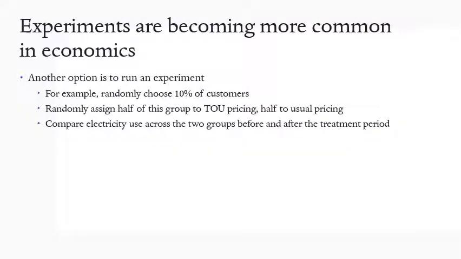Experiments are becoming more common in economics. Another option is to run an experiment. For example, we could randomly choose 10% of customers the utility serves, and then randomly assign half of this group to the time of use pricing and half to the usual pricing. This would be called the control group. We can then compare electricity use across the two groups before and after the treatment period. So this is a randomized controlled trial where we are assigning a random subset of the customers a different pricing schedule. And then with randomization, we can extrapolate to the entire customer base.